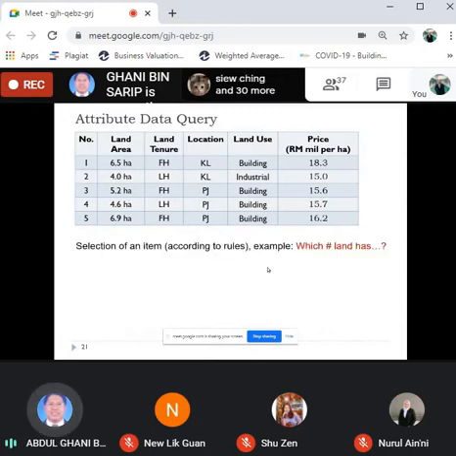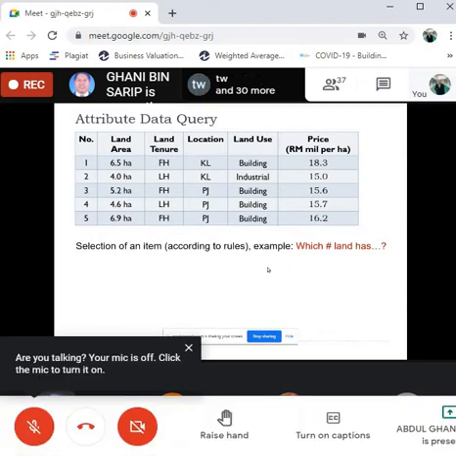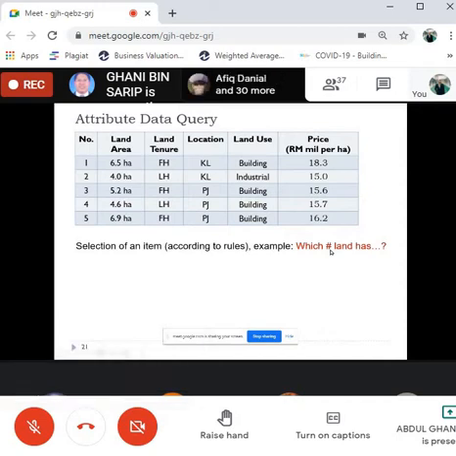Attribute data query, we could also further query in logical ways, or in what we call a hierarchy way. Selection of an item according to rules, for example, which land or property has these features: area of above 4.5 hectares. So from a GIS software, it will simply point out which particular properties have an area of more than 4.5 hectares. So there are 4 properties here.